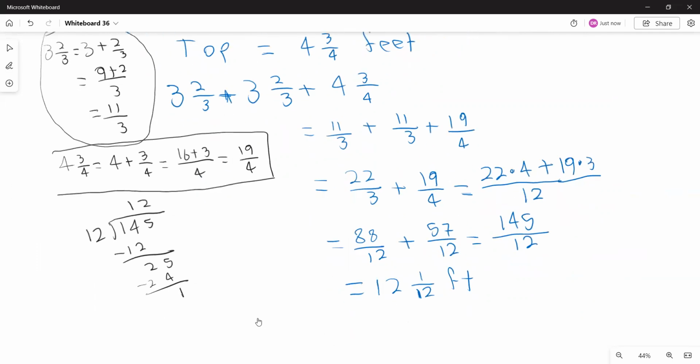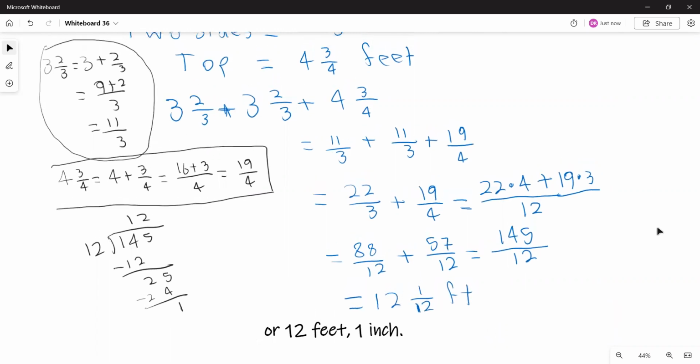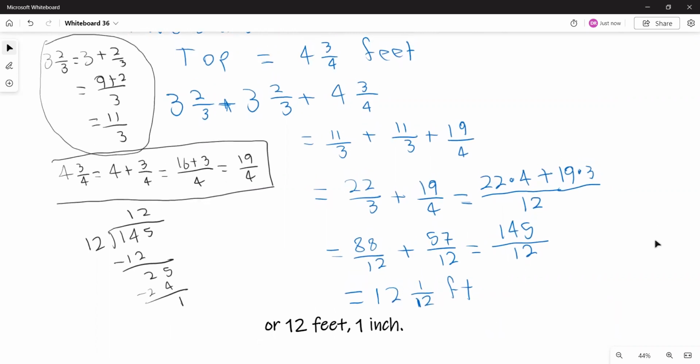Or what is the same, 12 feet and 1 inch, because in 1 foot there are 12 inches. So that answers the question of the problem. That's the amount of material that he will need.